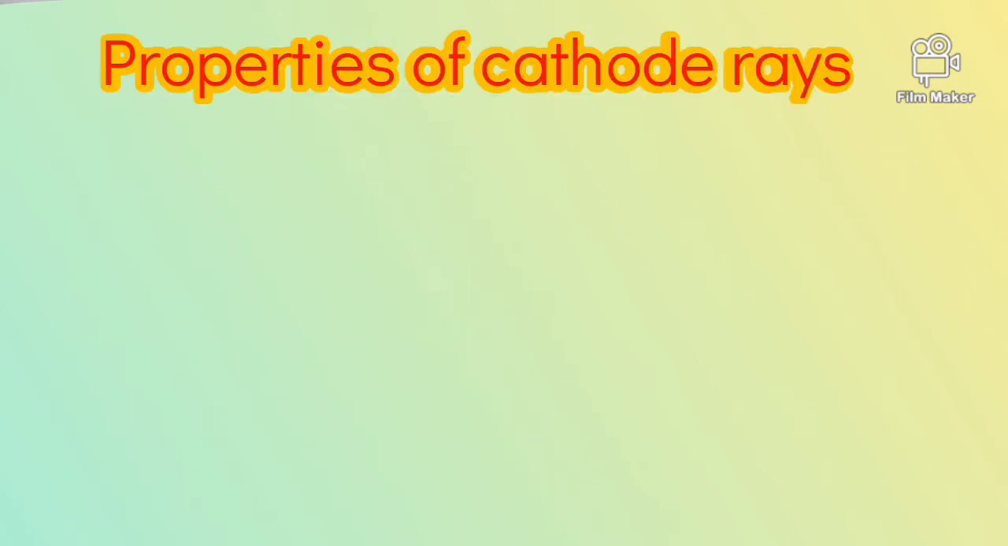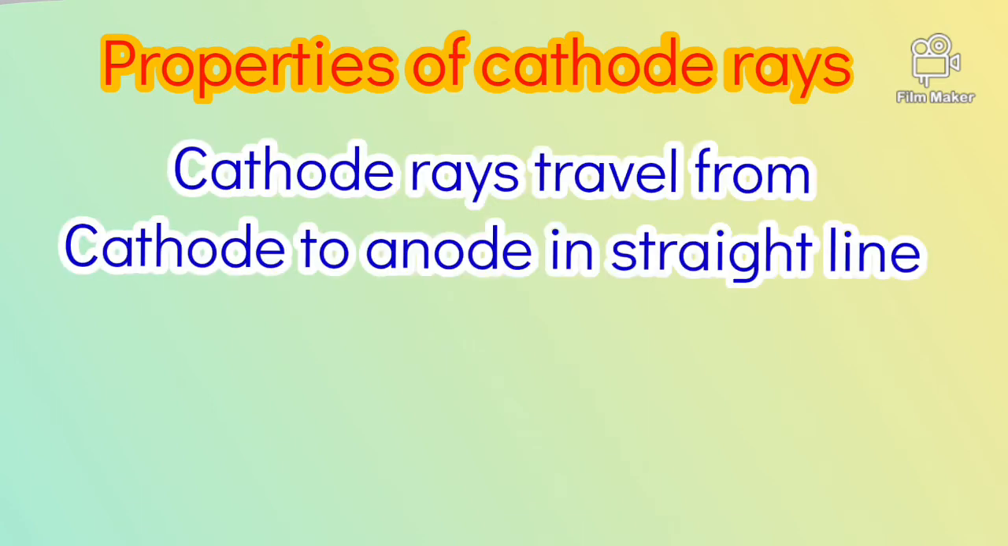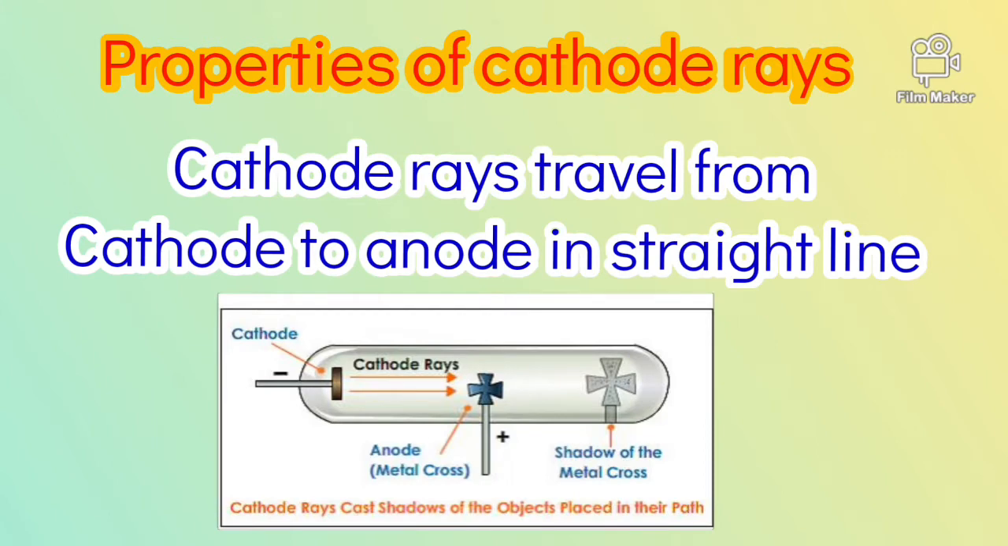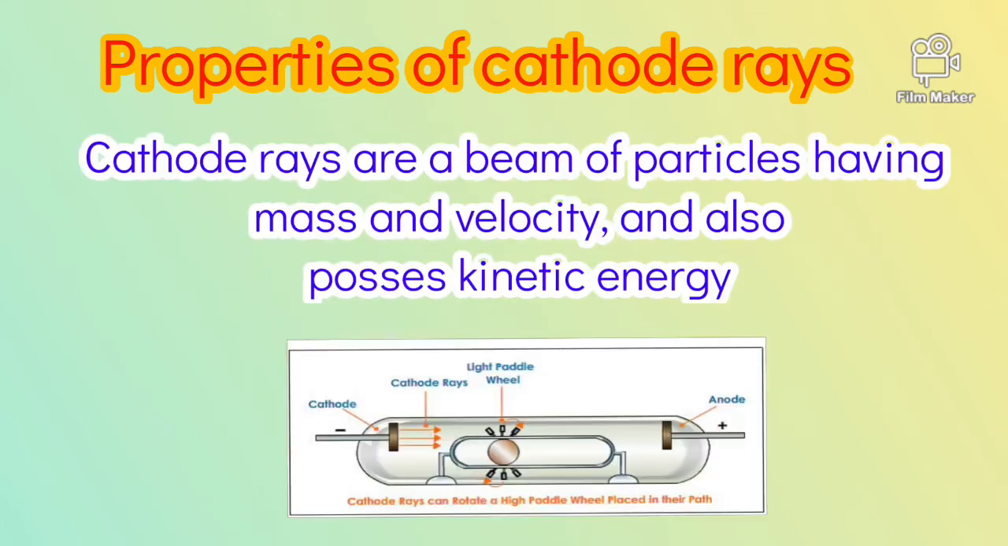Okay. We consider the properties of cathode rays. What are the properties of cathode rays? Cathode rays travel from cathode to anode in a straight line. Second property, cathode rays are a beam of particles having mass and velocity, and also cathode rays possess kinetic energy.